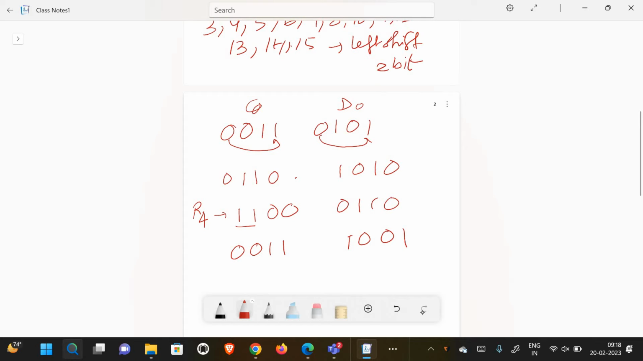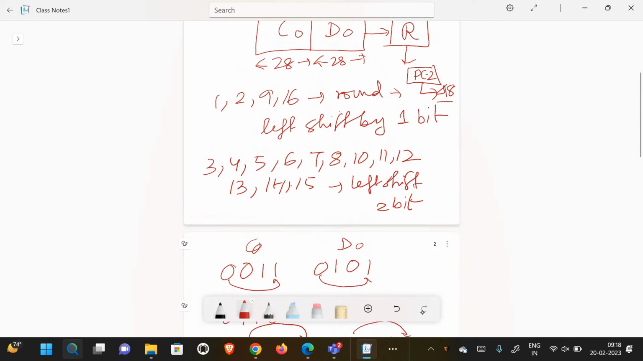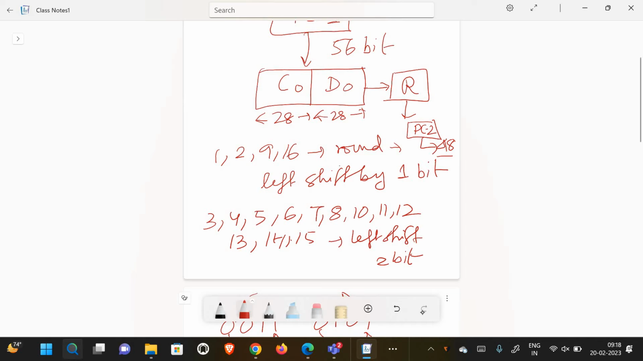So you can observe that these 2 bits have been appended over here, left shifted. Similarly for this part, it has been appended over here. My point is that this segment that we are discussing over here is to make the 56-bit key even more randomized. That's why I gave you this block over here. I gave you this block randomizing over here.